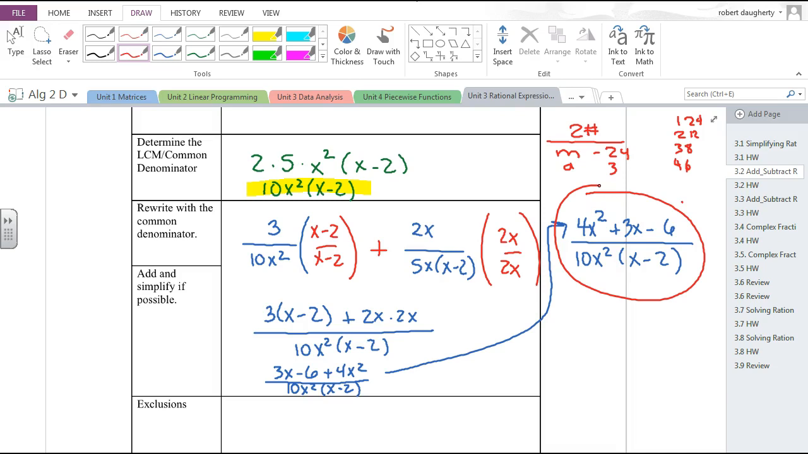Now, what are the exclusions? X cannot be what? Yeah, X cannot be 2, and X cannot be 0. When you set X squared equal to 0, that means X is 0. When you set X minus 2 equal to 0, that means X is equal to 2. So these are the exclusions for this particular problem.